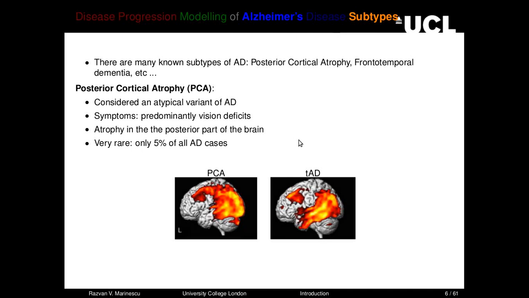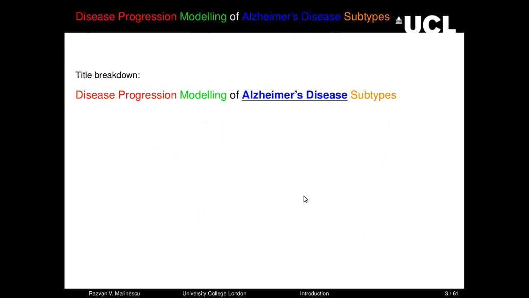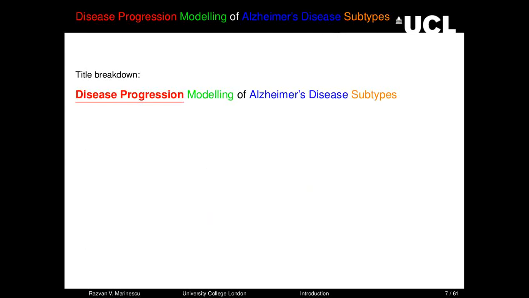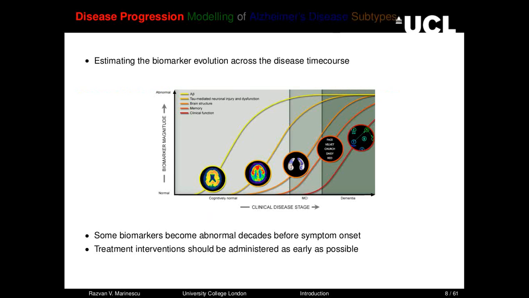where subjects usually have visual deficits. They can't read, they have blurred vision, or they can't navigate around space. In terms of atrophy patterns, these are mostly focused on the posterior part of the brain. You can see in this picture the posterior part of the brain, where most of the atrophy lies. This is in contrast to typical AD, which also shows a lot of temporal involvement. And finally, PCA is very rare, since only around 5% of all AD cases have PCA.